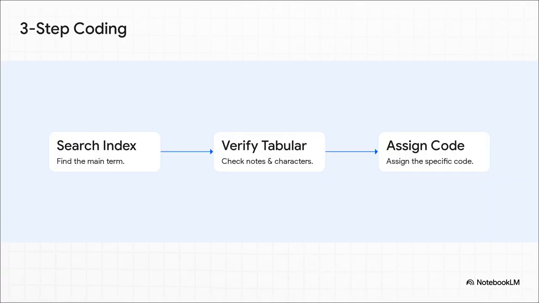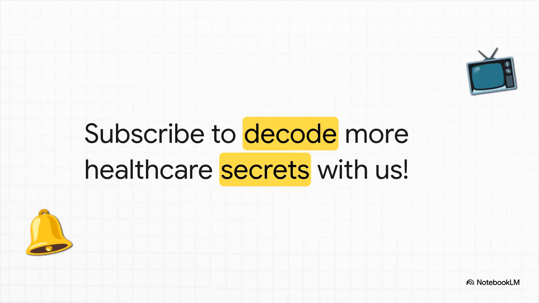To make this foolproof, here is your non-negotiable three-step process. Step 1, search the alphabetic index for your main term just to get your bearings. Step 2, take that preliminary code and meticulously verify it in the tabular list. I mean, read every single instructional note, check for laterality, and hunt for those required 7th characters. Step 3, assign the complete, fully specified code. If you do this every single time, without exception, you guarantee you are coding to the highest level of specificity possible. By mastering this essential survival tip today, you're already well ahead of the game.